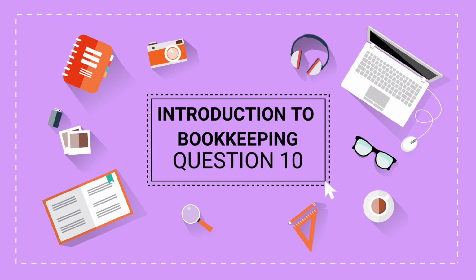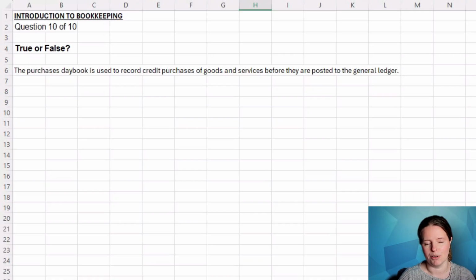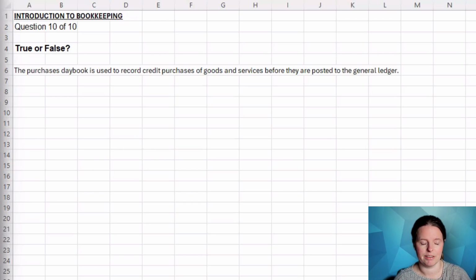So move on to question 10, the final question. True or false? The purchase day book is used to record credit purchases of goods and services before they are posted to the general ledger. So I'll give you a second just to think about that. The answer is true. And the reason that's true is because we do in fact record purchases of goods on credit in a purchase day book.